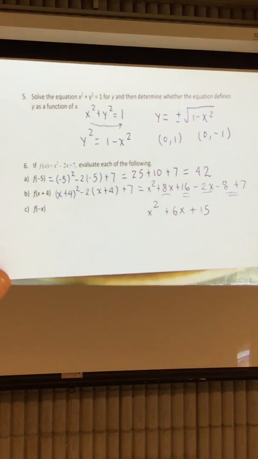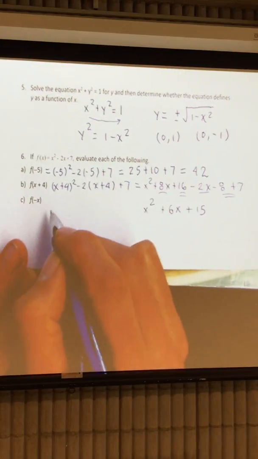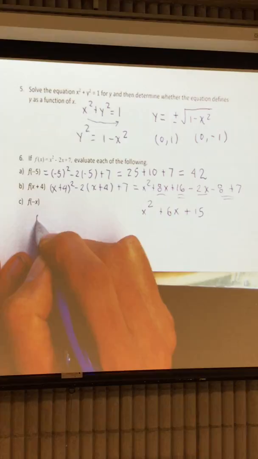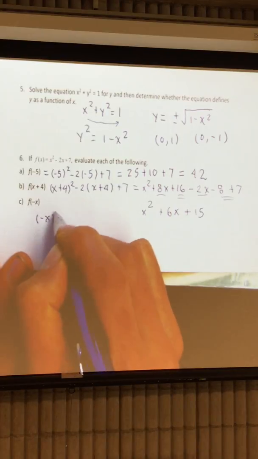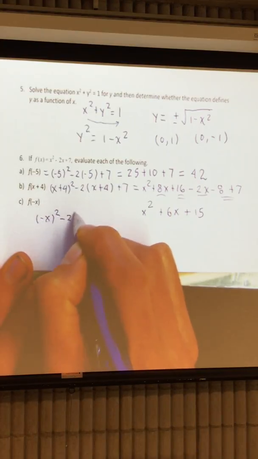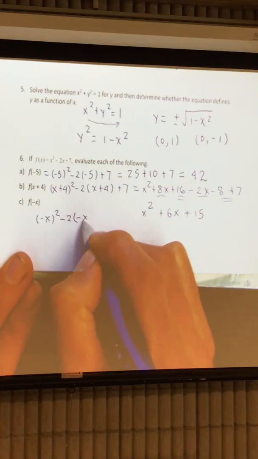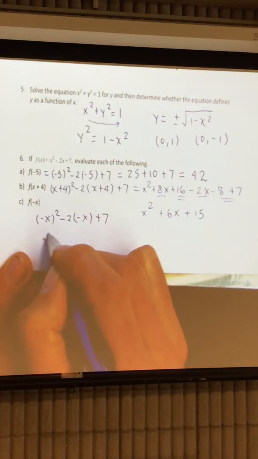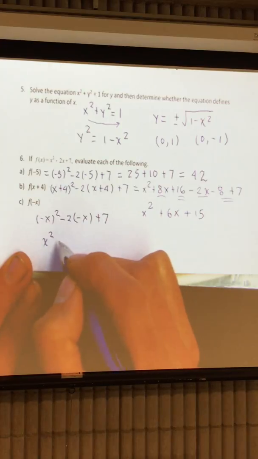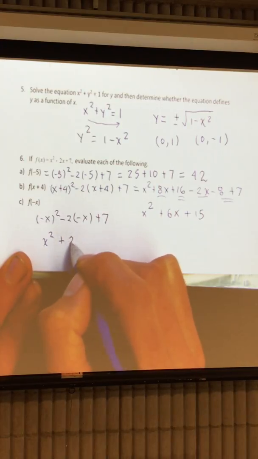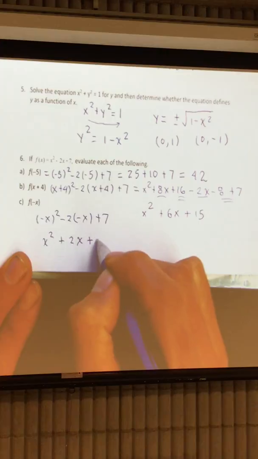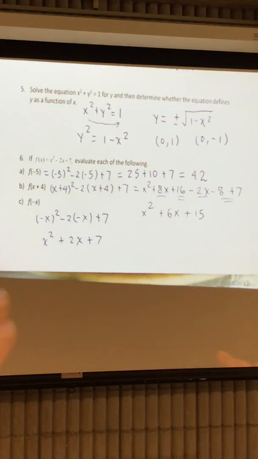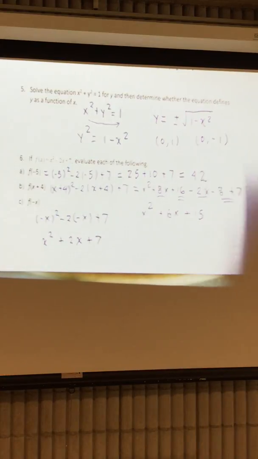And finally, to compute f of negative x, we simply take each x and replace it by negative x, and then perform the indicated operations. Negative x squared is positive x squared. Negative 2 times negative x is positive 2x, and add 7. Problem number 7.